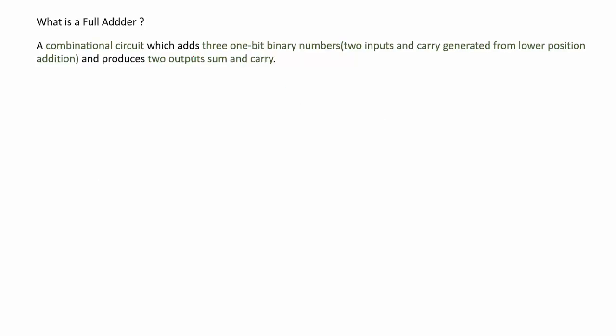So what is a full adder? A full adder is a combinational circuit which adds three 1-bit binary numbers, that is two inputs A, B, and the third input is the carry generated from lower position addition. We'll call that C in, that is carry input, and it produces two outputs, sum and carry.